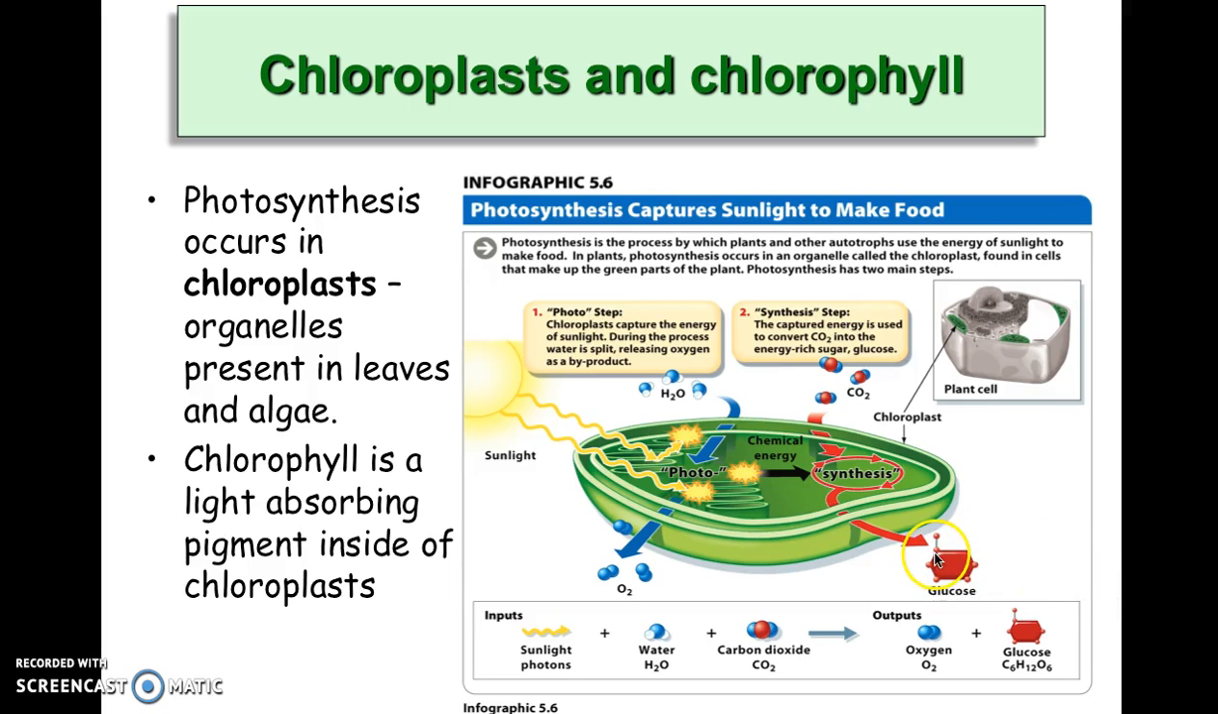of glucose. So that's the summary equation on the bottom: sunlight, water, carbon dioxide. Sunlight and water are used in step 1, photo. Carbon dioxide is the base for building the glucose molecule here on the right, one of the products.